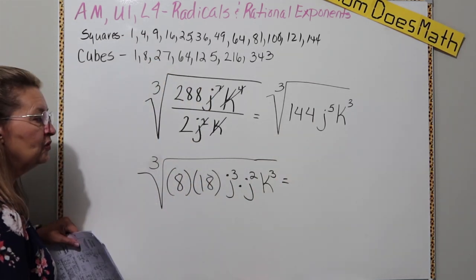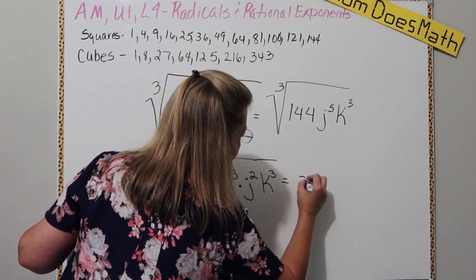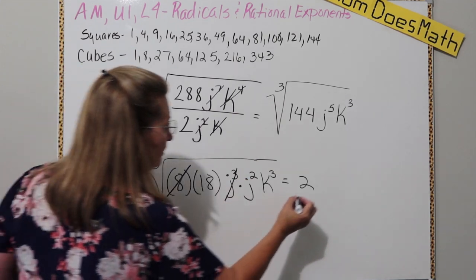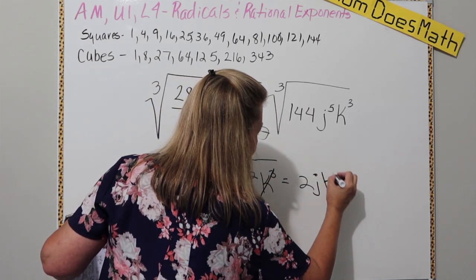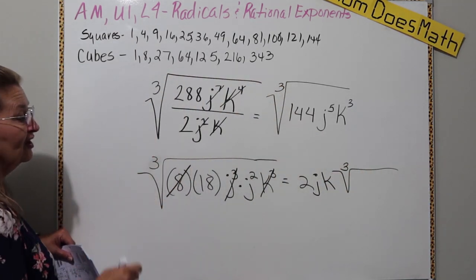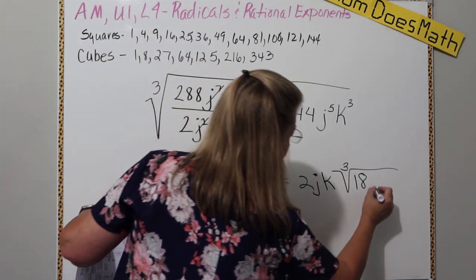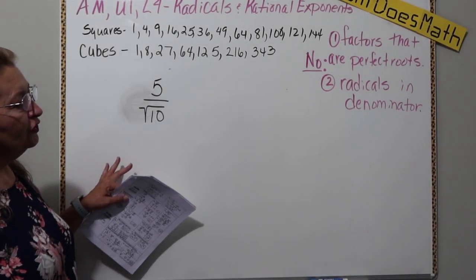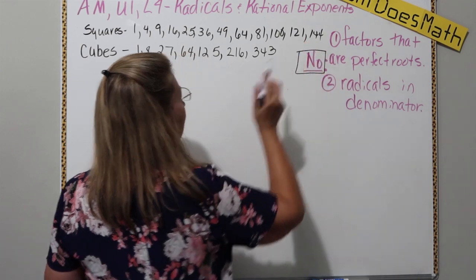Okay, let's see what we can pull out. Now, the cube root of 8 is 2, so I can pull that out. The cube root of j to the 3rd is j, and the cube root of k to the 3rd is also k. Now, everything else is just going to have to stay under the radical. So I'm left with 18 j to the 2nd.